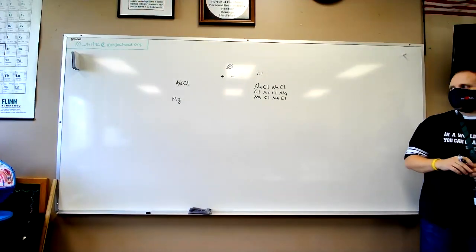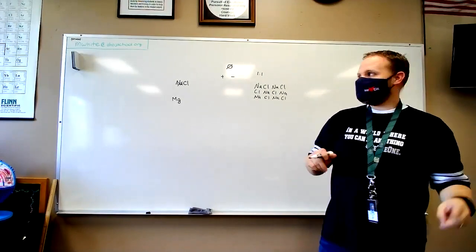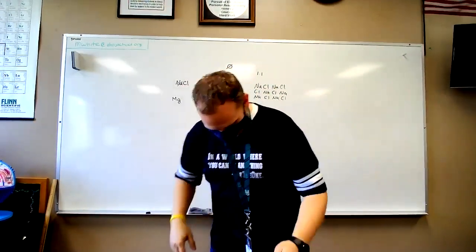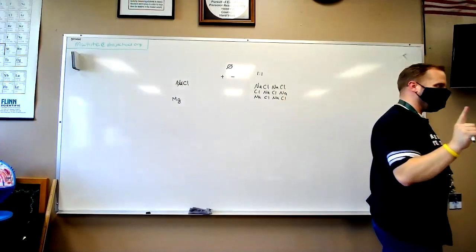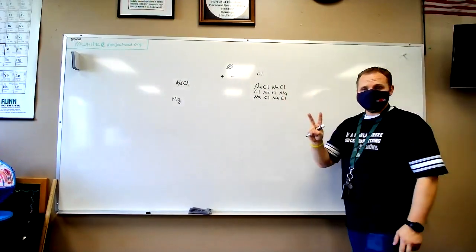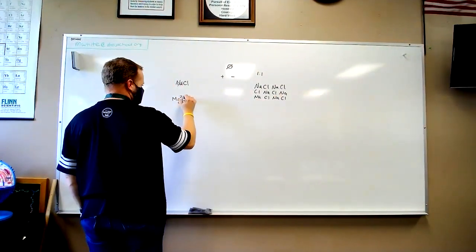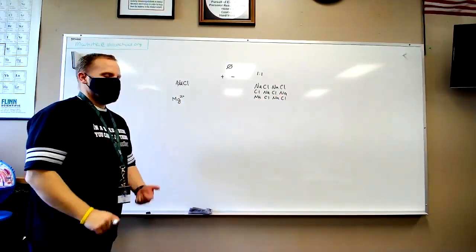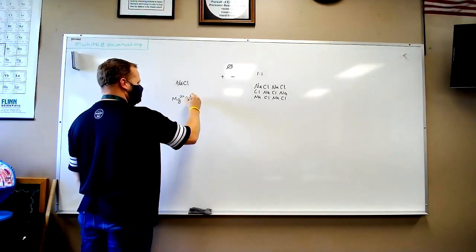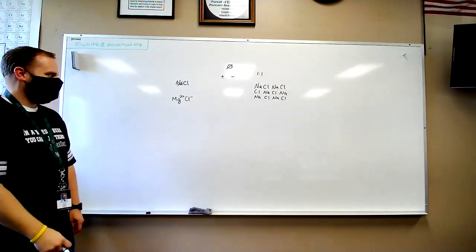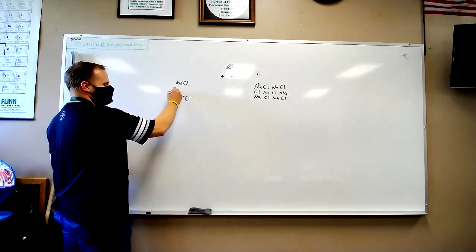Okay? But it's going to lose 2 electrons. Sodium is only going to lose 1, but magnesium is going to lose 2. So magnesium has a +2 charge. So if we were to stick a chlorine, which has a -1, the total charge on this is still going to be +1.